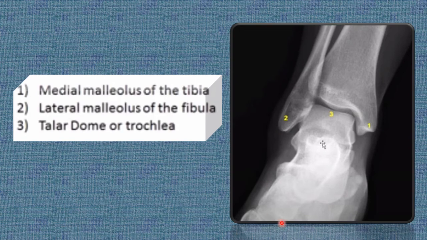Now again, number one is the medial malleolus of tibia, lateral malleolus formed by fibula. This is the talar dome or trochlea. This is the talus, and this is the prominent part or bulged part of the talus, that is also called as the talar dome or trochlea. Right?